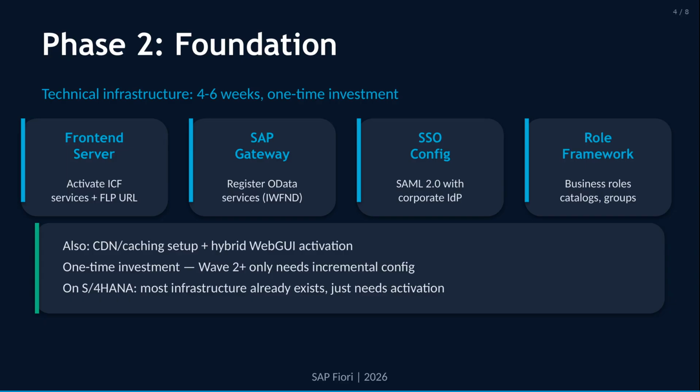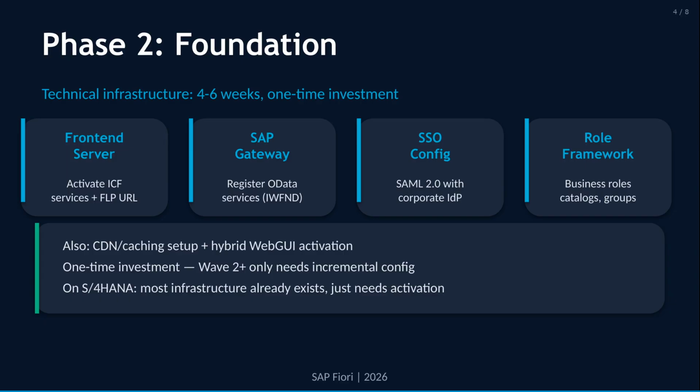Second, configure the SAP Gateway for OData service provisioning. Every Fiori app communicates through OData services on the gateway. Activate and test the services for your first wave of apps. Third, set up identity and single sign-on. Users should log into the Launchpad once and not be prompted again. Configure SAML 2.0 or X.509 certificate-based authentication.